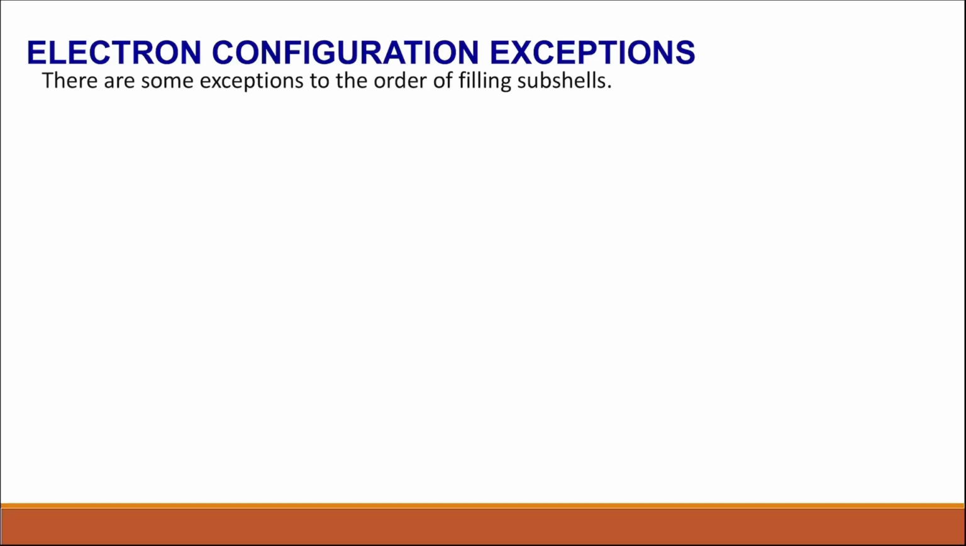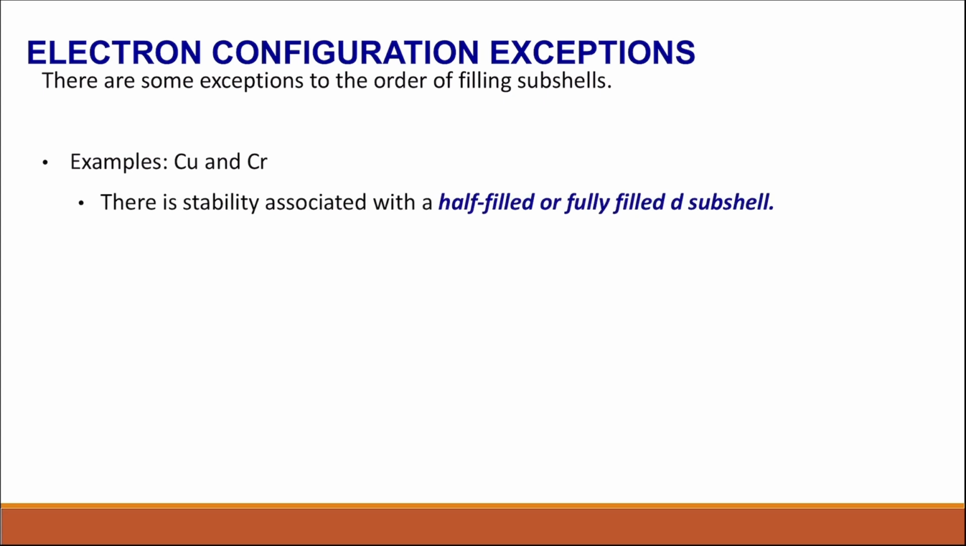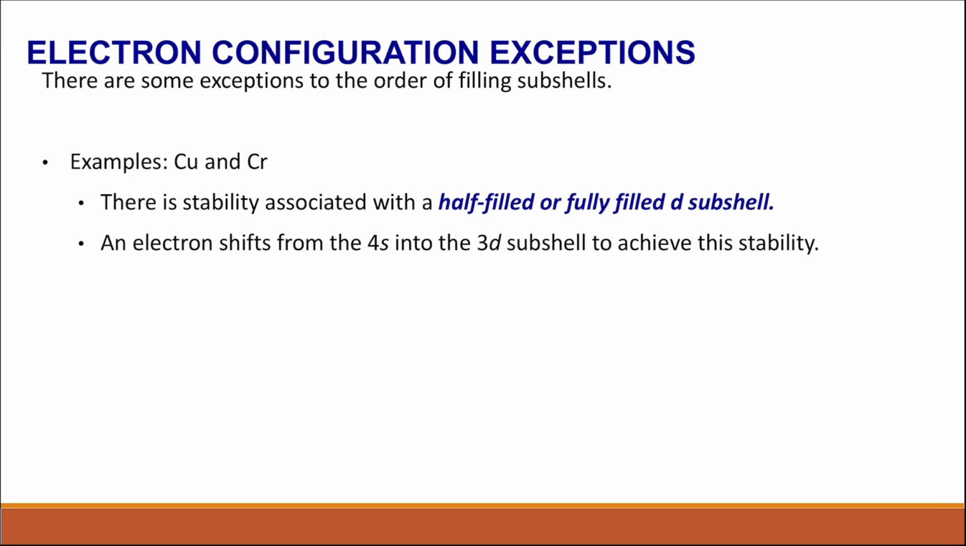For the electronic configuration, there are some exceptions to the rule I was talking about, because we have copper and chromium. There are some exceptions for filling the subshells, where there is stability associated with a half-filled or fully filled subshell, especially when we're talking about the d orbital. So an electron shifts from the 4s into the 3d subshell to achieve this stability. For copper, the expected electronic configuration would be argon, then 4s2 and then 3d9.